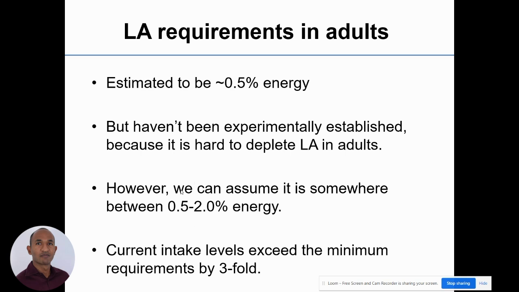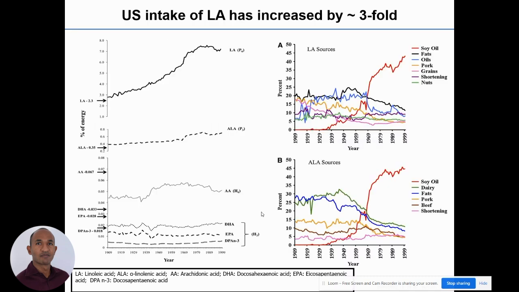I probably cheer more on the 0.5%, but I'm sure one can put forth an argument that it may be around 2%. In any case, our current intake levels are much higher than 0.5 and 2%. They're at approximately 7% energy, so at least threefold the minimum requirements. Now, this wasn't always historically the case.